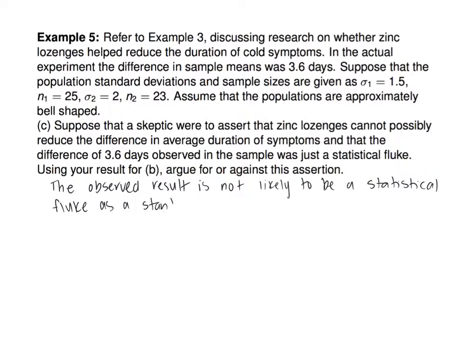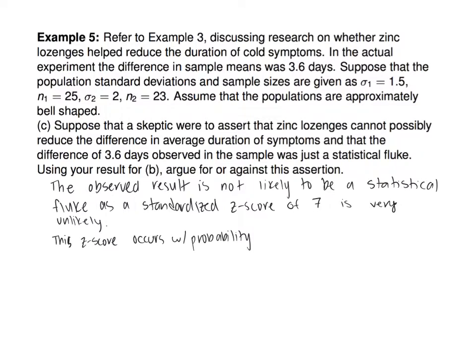As a standardized z-score, 7 is very unlikely. Once you start to get z-scores bigger than 3, I think you can say stuff is unlikely. And to take it further, this z-score corresponds to, or say, occurs with probability 1.29 times 10 to the negative 12, which really is effectively 0.